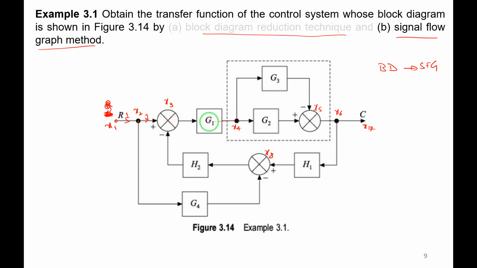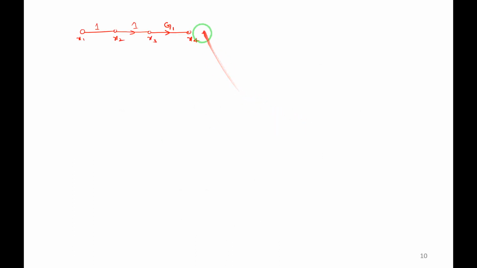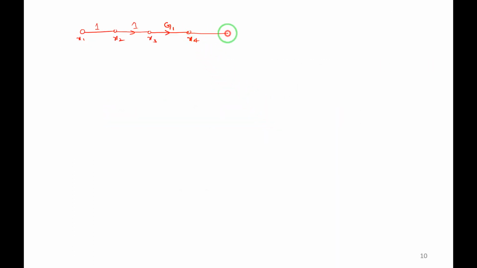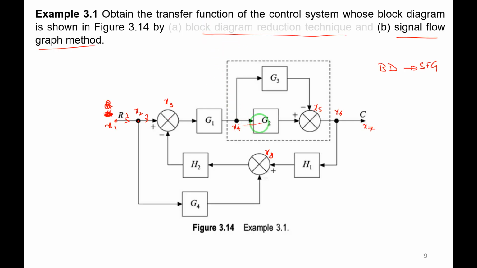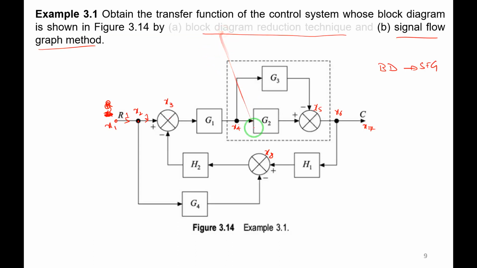From X3 to X4, the gain is G1. So I will mention the gain here. Please be careful. Next, X4 to X5. What is the gain? Just observe. Between X4 to X5, gain is G2. So I will indicate that gain here, G2. And observe the sign. It is positive, so I am taking plus. Here also positive. Take care of sign also.